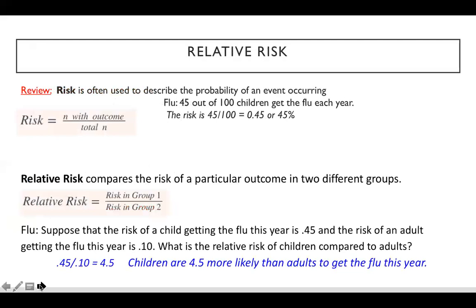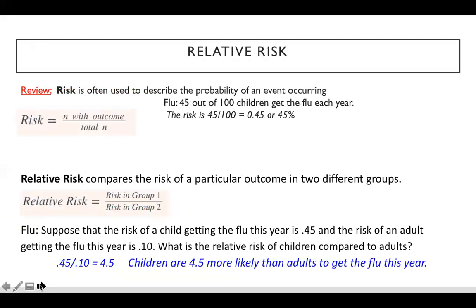So moving on to relative risk. If you remember, we just went over risk maybe like an hour ago. Risk is often used to describe the probability of an event occurring. So we went over that flu example, 45 out of 100 children getting the flu each year. Relative risk compares the risk of a particular outcome in two different groups. So it's the risk in group 1 compared to the risk in group 2.